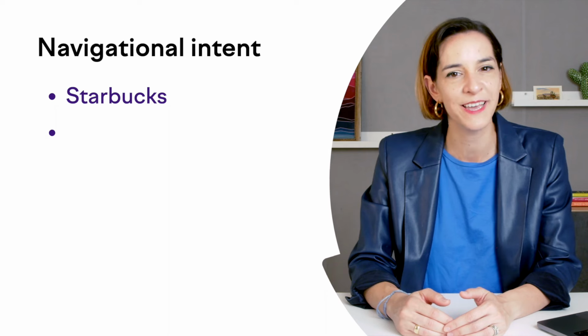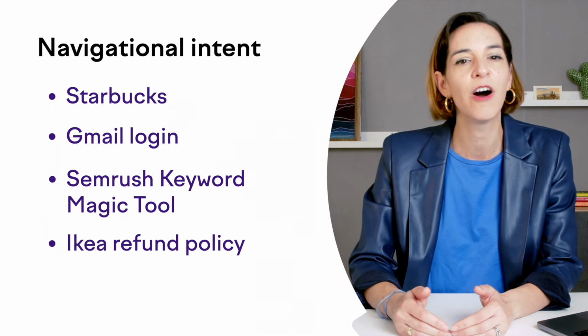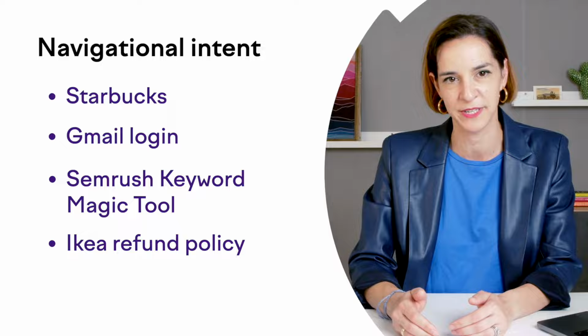Finally, the last type of keyword intent is navigational. Navigational intent means that the user wants to find a specific page. Unlike with other intent types, searchers already know exactly what they're trying to find. Starbucks, Gmail login, Semrush keyword magic tool, and IKEA refund policy are all examples of navigational keywords. As you can see, navigational keywords are often branded. They're all about ensuring that your target audience can find your pages easily when they need to find them.